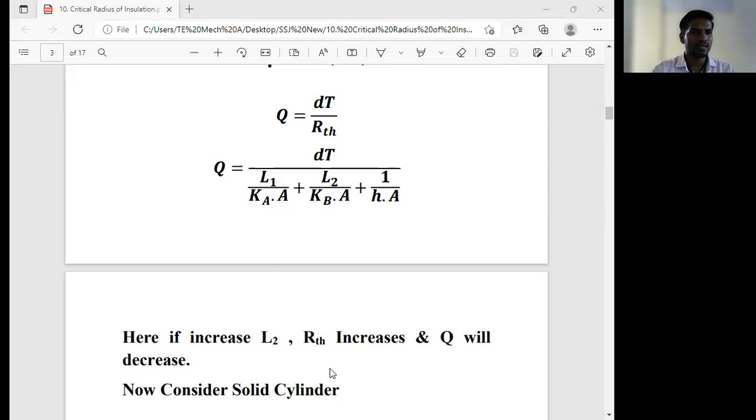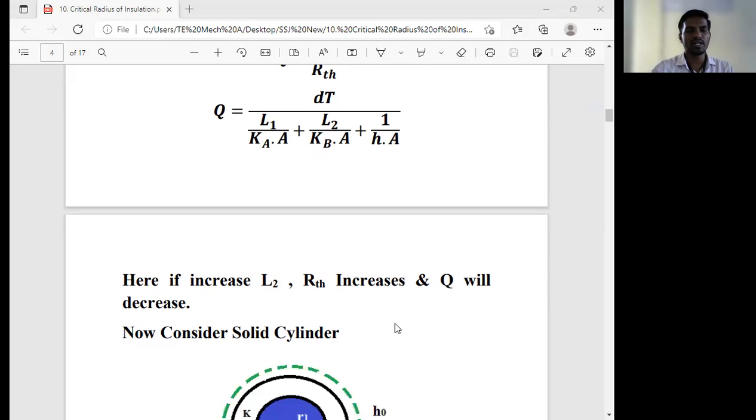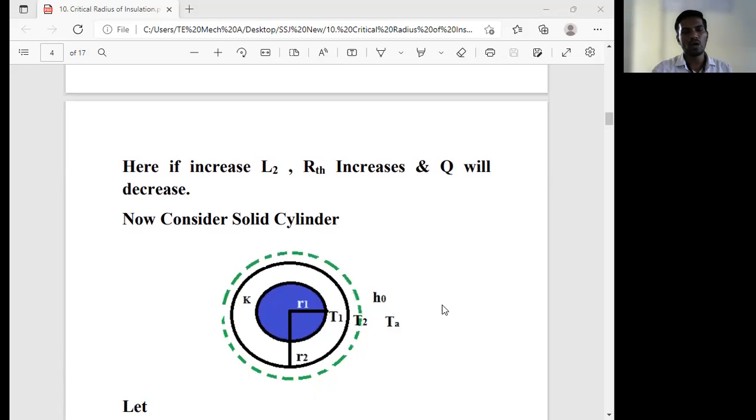समजले का बघा सगळ्यांना? आपण काय केलेलं आहे, फक्त इन्सुलेशनची थिकनेस वाढवलेली आहे. We have checked the effect of the thickness of the insulation. जसं आपण इन्सुलेशनची थिकनेस वाढवणार आहे, because of that thermal resistance increases and automatically Q will decrease. पण प्रत्येक केस मध्ये असं होतंय का हे आपल्याला चेक करायचं. OK, so now we have to consider this solid cylinder. Write down, now consider solid cylinder.